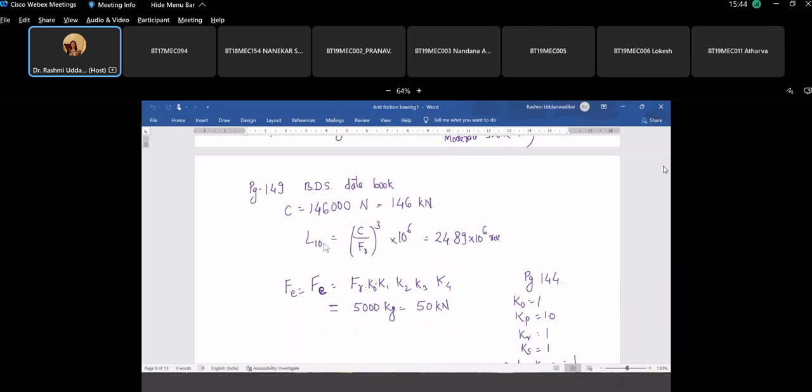You increase the load and this life would reduce. You reduce the load and its life would increase. So for this load, we got the life as 24.8 million revolutions. Now, if I want to calculate this life in hours, how will you calculate life in hours? We know that this is rotating at 1000 revolutions per minute. So in 1 hour, it will have 1000 into 60 revolutions.